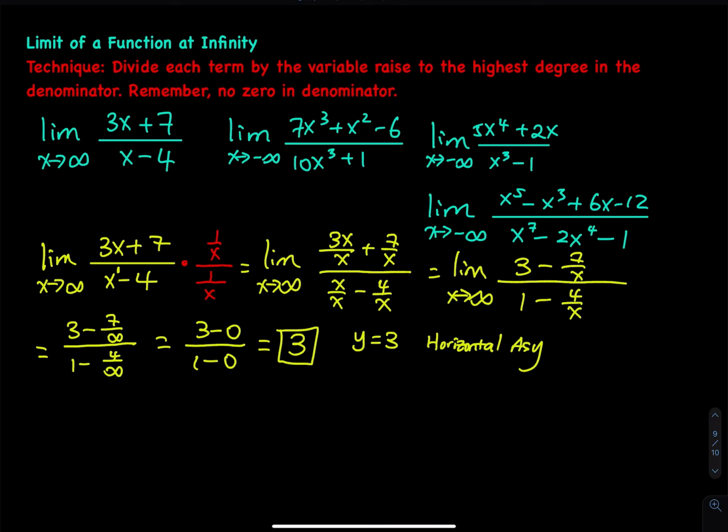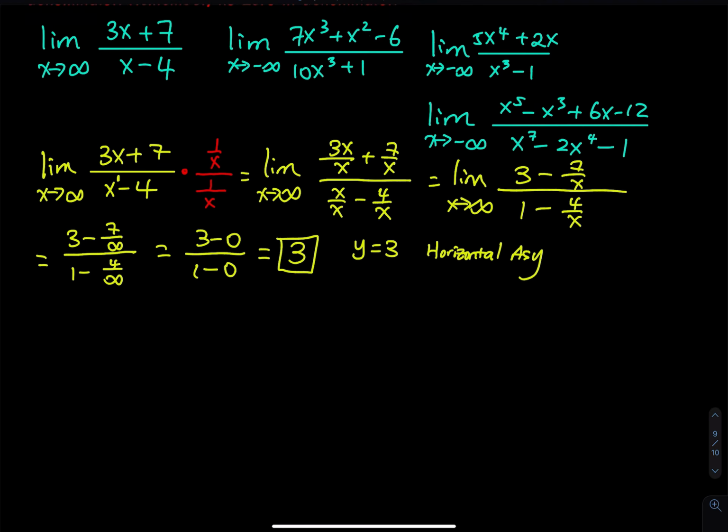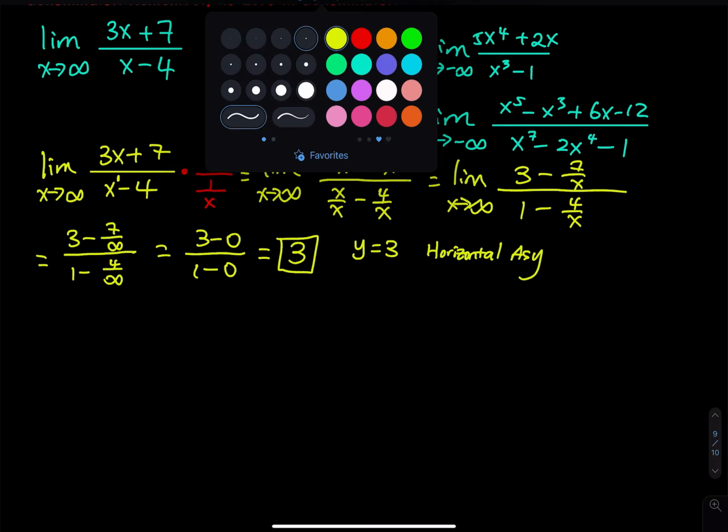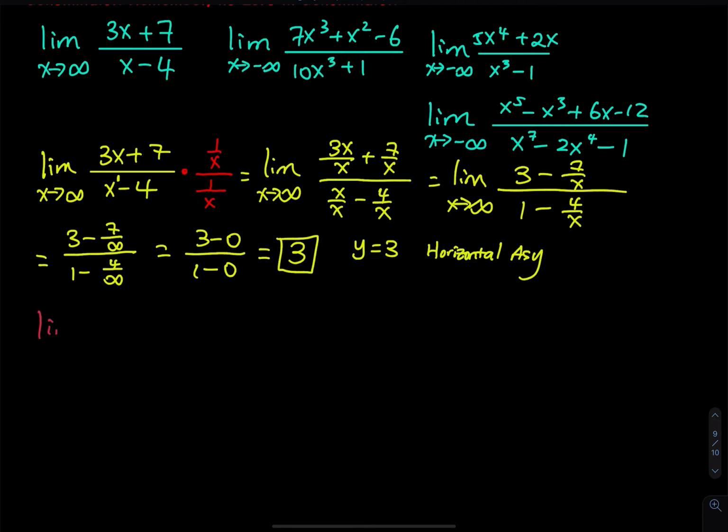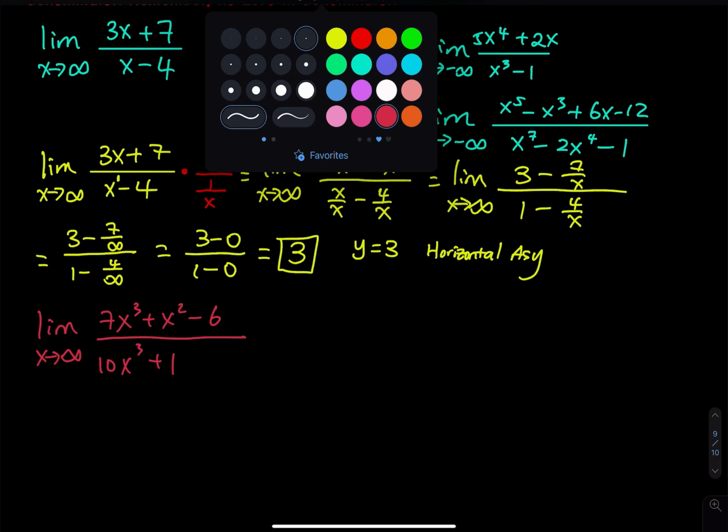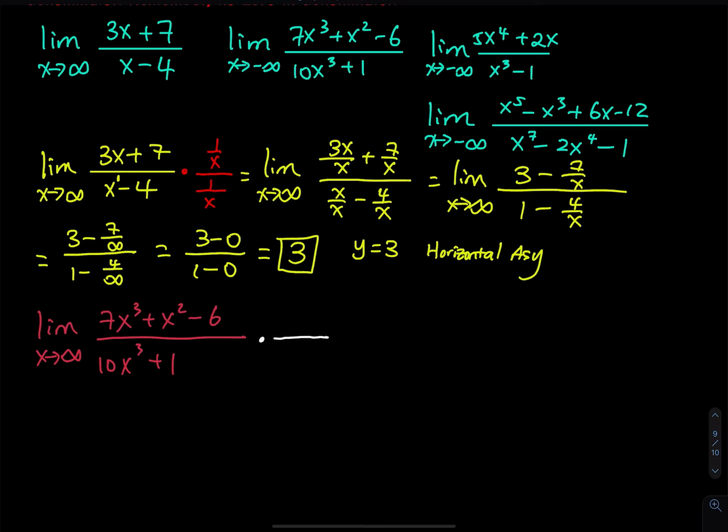All right, so moving on to the next problem. The highest degree in the denominator is 3. So we have the limit as x approaches infinity of 7x to the third plus x squared minus 6, divided by 10x to the third plus 1. I don't care what's on the top, because in the numerator I can have a 0. In the denominator, I cannot. So let's divide each term by x to the third, because this is 3.